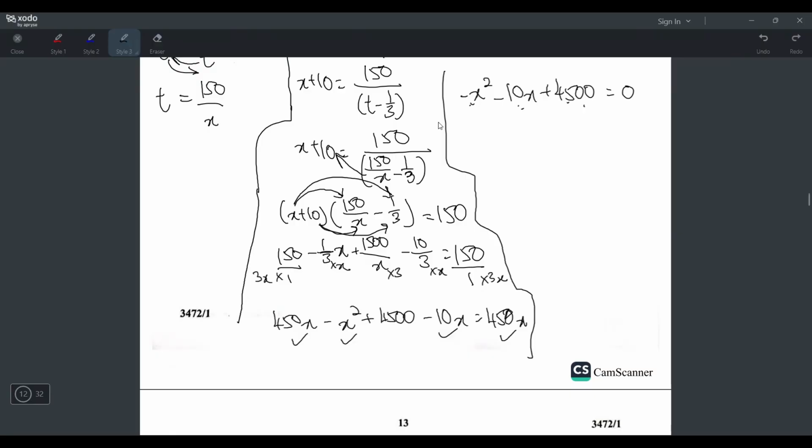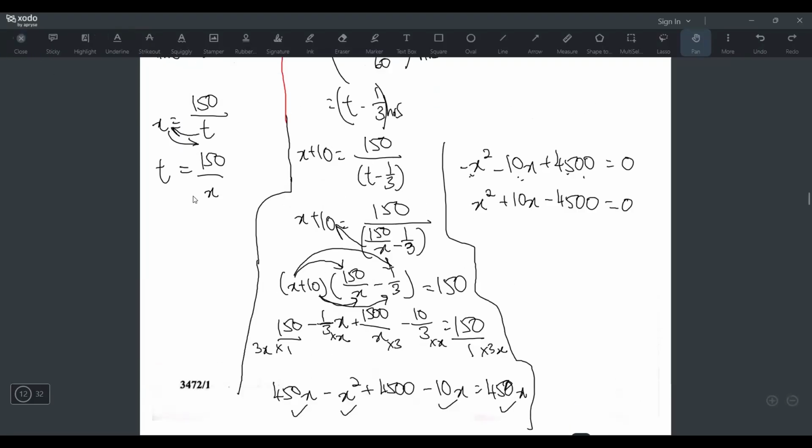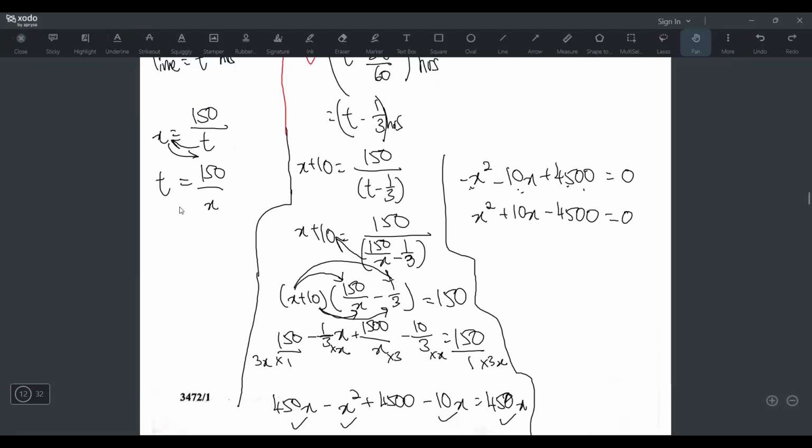Right? So you can see now it's negative. So how do you make it positive? Divide everything by negative 1. And what happens when you divide by negative 1? You just change the signs. Negative becomes positive, negative becomes positive, positive becomes negative here. So now you can use the calculator to solve the quadratic equation.